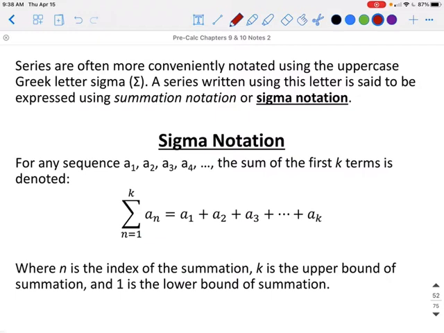Series are often more conveniently notated using the uppercase Greek letter sigma. A series written using this letter is said to be expressed using the summation notation or sigma notation. So in sigma notation, if you see this symbol, the number underneath is going to tell you where to start in the series, and the number on top is going to tell you how far you need to go, so how many terms you need to do.